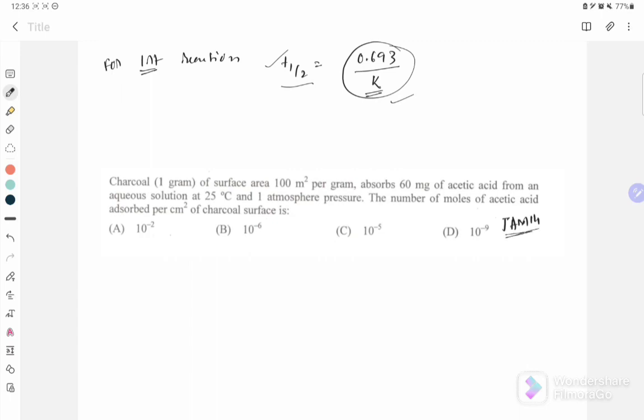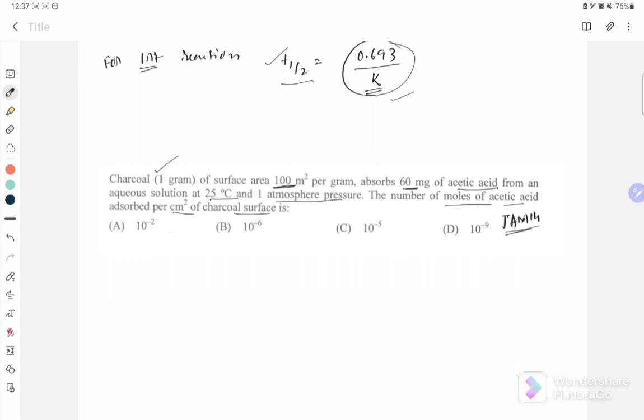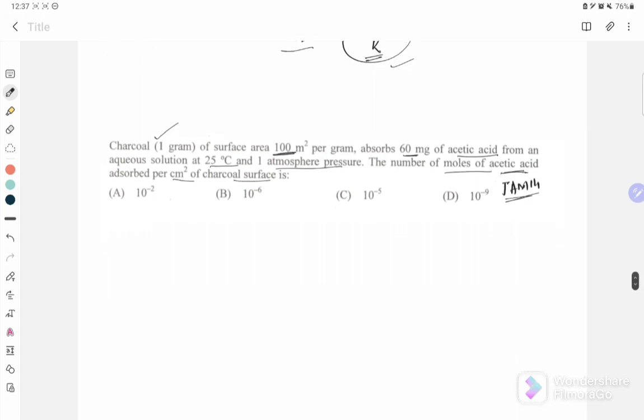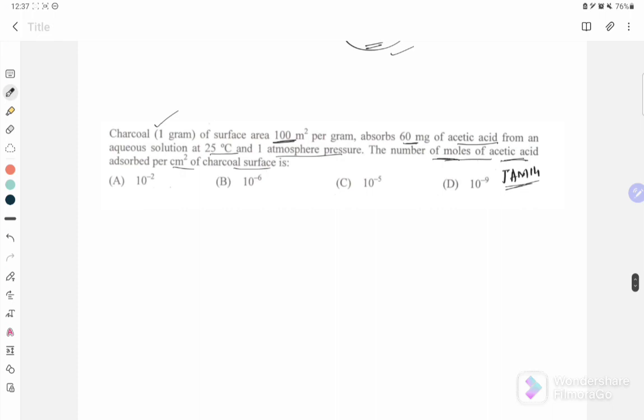Okay, so next and last question, that came in JEE Main 14. So what is the question? 1 gram of charcoal is given, and the surface area is 100 meter square per gram, and it absorbs 60 milligram of acetic acid from an aqueous solution at 25 degrees Celsius and 1 atmosphere pressure. The number of moles of acetic acid absorbed per cm square of charcoal is. You have to calculate the number of moles of acetic acid absorbed by the charcoal.